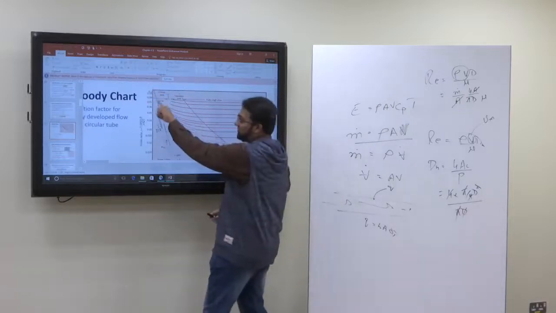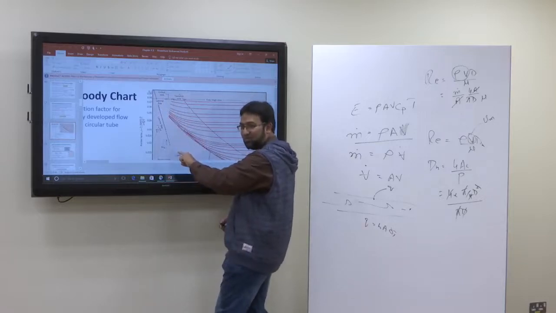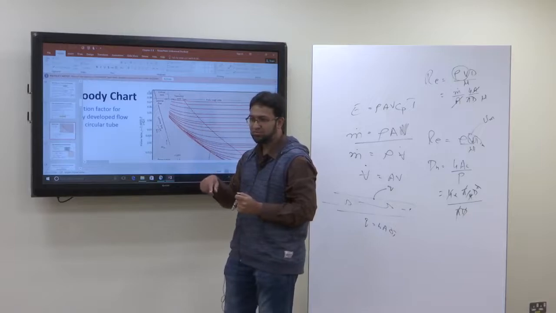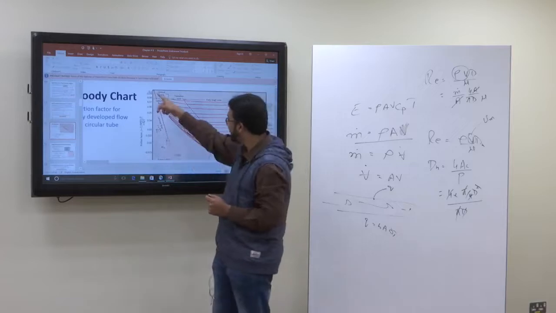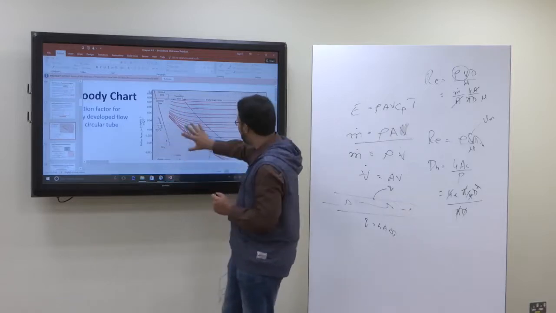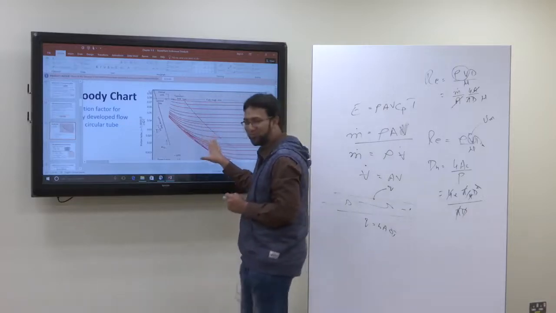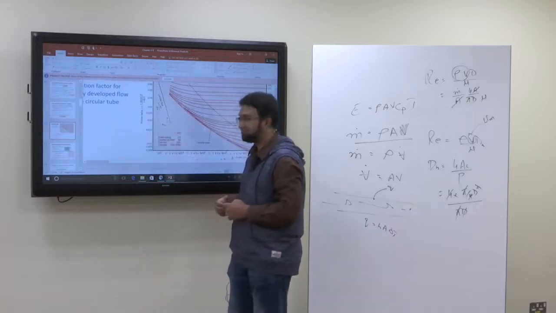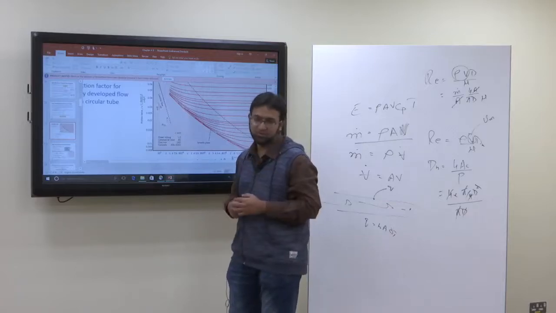Laminar is this line. If the flow is laminar, you had that formula 64 upon Reynolds number, right? So it's a straight line, 64 upon Reynolds number. That's the laminar, 64 upon Reynolds number, right? And these are all for turbulent. This is all for turbulent. Okay. So the laminar flow, whatever the pipe is, for the laminar, whatever the pipe is.